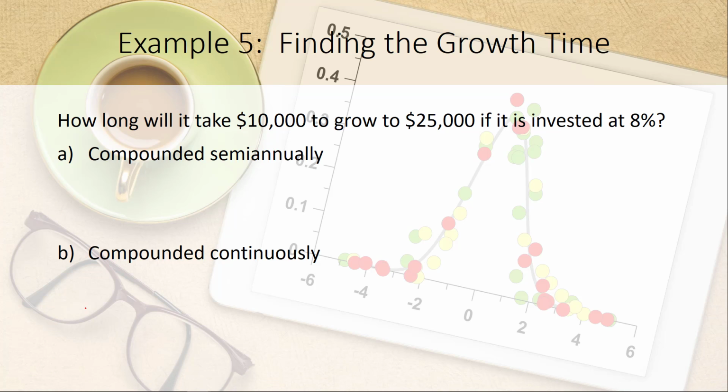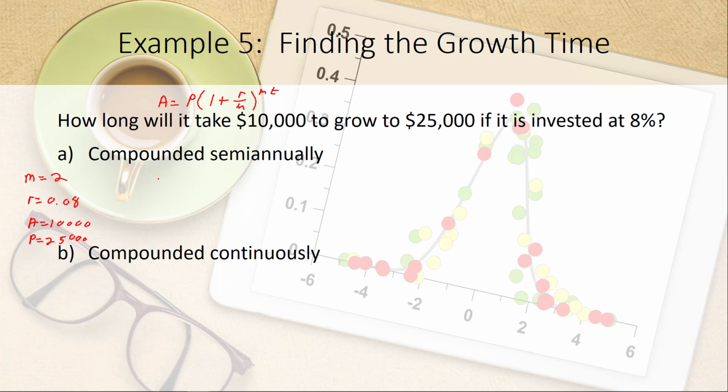Once again, the equation for any time if you're not compounding continuously, or if you're compounding over a period of time, is going to be A is equal to P times 1 plus r over m raised to the mt power. Since we're compounding semi-annually, m is equal to 2. r is equal to 0.08, that's 8% divided by 100. P is equal to 10,000. A is equal to 25,000. So with all that, we can set up our equation.